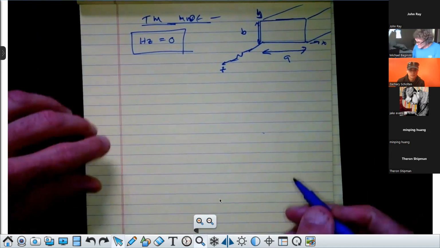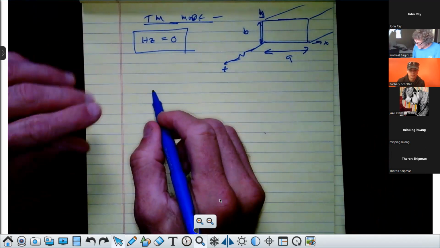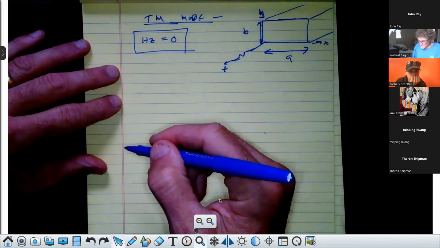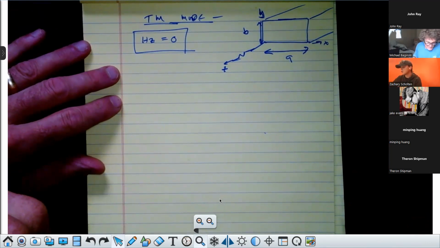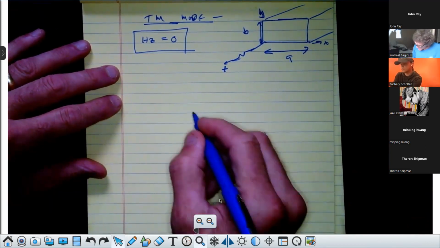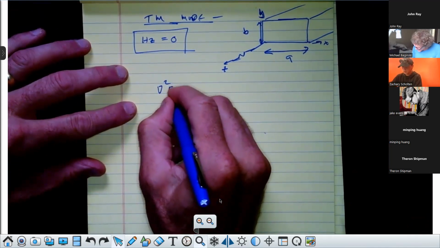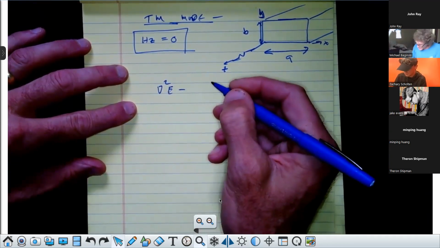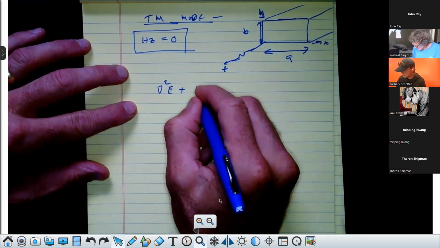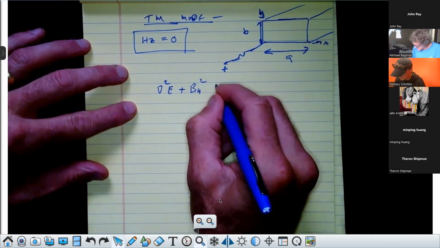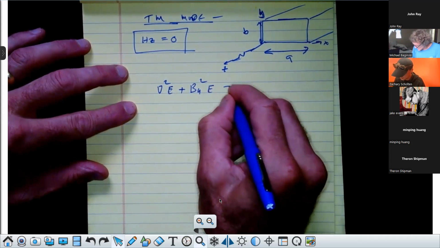Okay. So normally I would start with the two curl equations and get it down to one, but right now I'm just going to tell you, look at equation 7.31. This is what it comes down to. You're going to have del squared of E plus beta unguided squared of E equals 0.